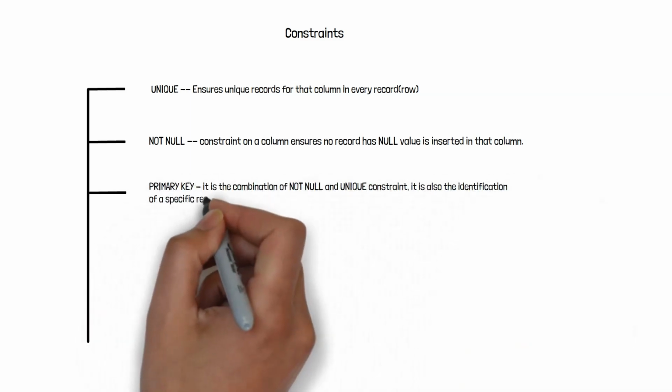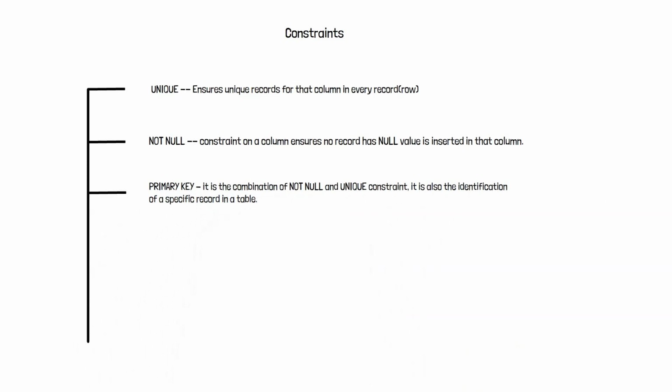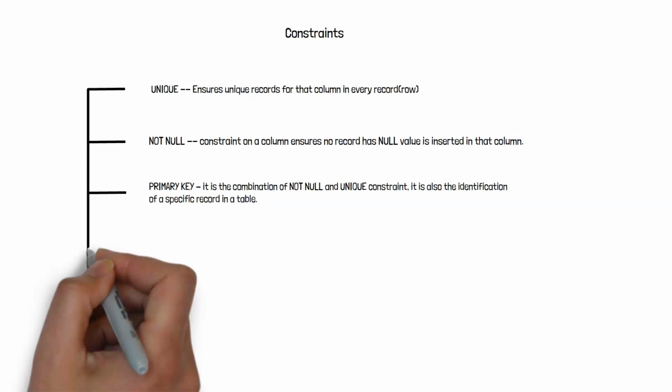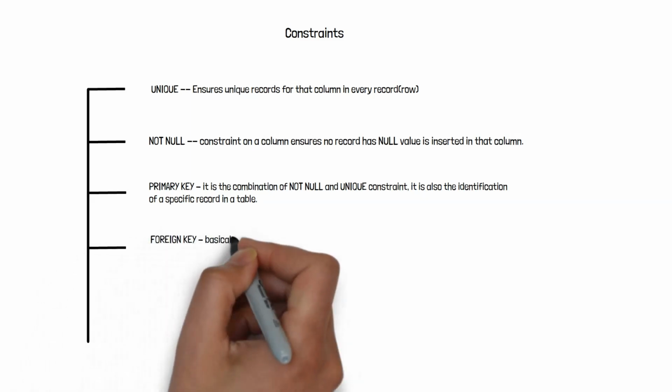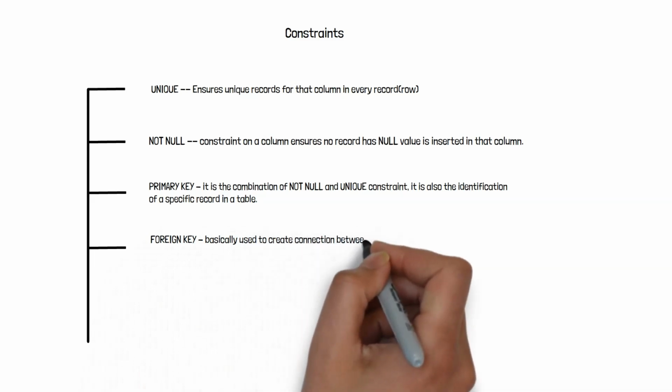Okay. Primary key. What is primary key? It is a combination of not null and unique constraint. And what exactly is the key? Primary key? It is the identification of a specific record in the table.